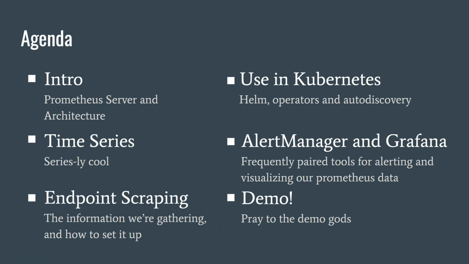I'm going to give you a quick overview of what Prometheus is. We're going to talk about time series and what that really means. We're going to talk about how it scrapes endpoints to gather its information. Then we're going to talk about how it's used in Kubernetes, some of the various ways you can deploy it and how it detects objects, as well as going into Alert Manager and Grafana, and how we can use the data that we gather with Prometheus to visualize and alert off of that data. And we're going to do a quick little demo at the end.